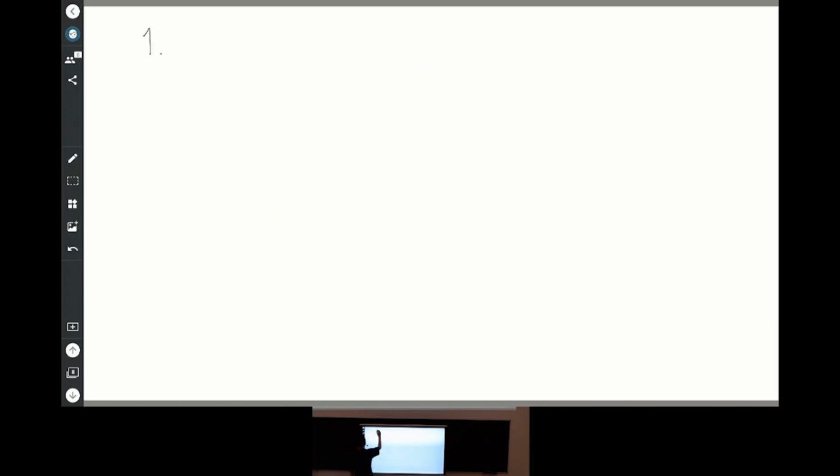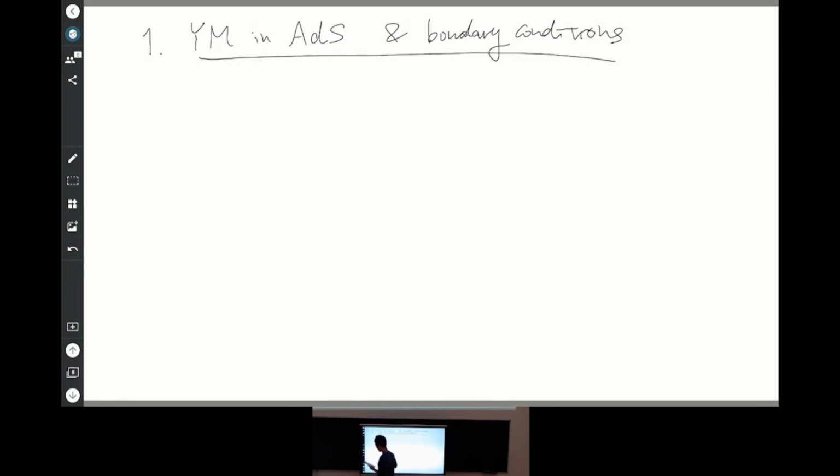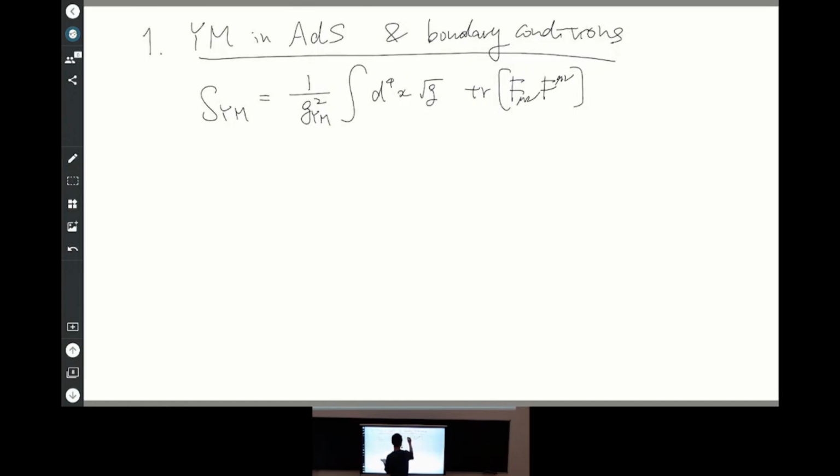I'm going to talk about Yang-Mills in AdS and different boundary conditions. The theory that I'm going to talk about today is Yang-Mills in 4 dimensions, so it's Yang-Mills in AdS4. The Lagrangian is basically this one, the usual Yang-Mills action, but on a curved manifold. Maybe I need one quarter here.